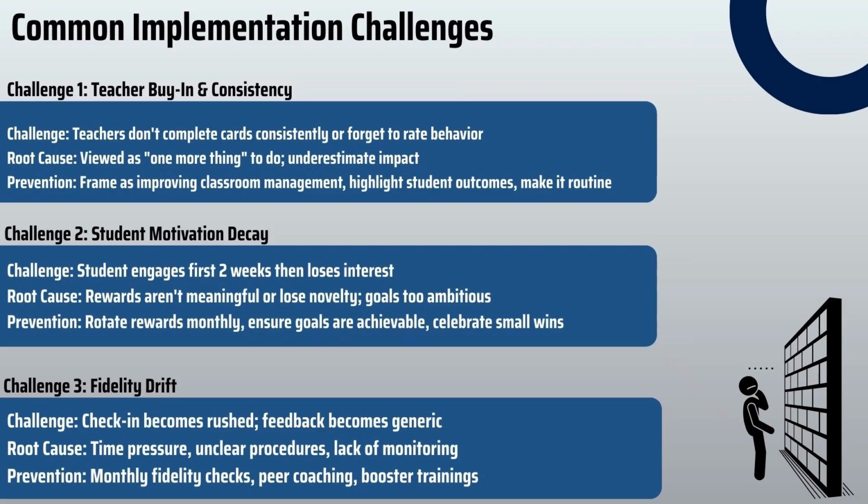Another challenge that we see sometimes is that the student may start off strong. For example, they may be engaged for the first 2 weeks and then slowly start losing interest. It could be because rewards aren't meaningful or they just get sick of the same rewards, or the goals might be too ambitious. How we can prevent that is, we can maybe rotate rewards monthly, we can ensure that they have achievable goals, and we celebrate those small wins with them.